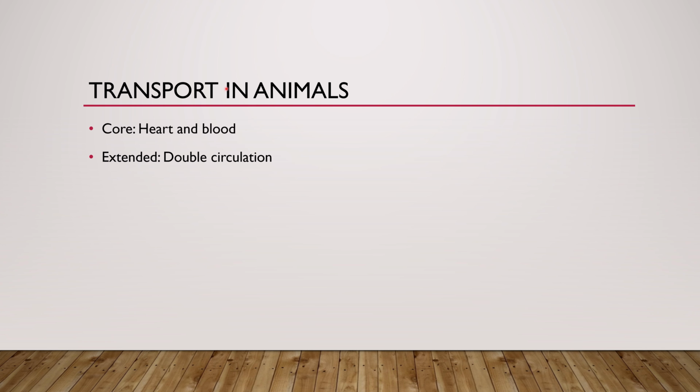This unit is about transport in animals. At extended level, students learn the basic structure and function of the heart and blood. Students are expected to identify the main parts of the heart, arteries, ventricles and veins, and know the function of blood components, red blood cells transport oxygen.